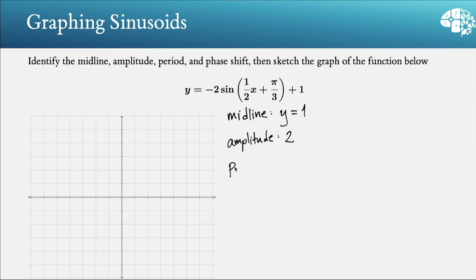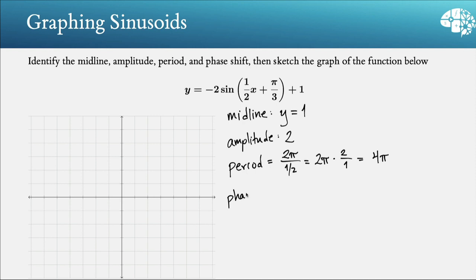The period for sine and cosine is given by 2 pi divided by the number in front of this variable x. So in our case, 2 pi over 1/2. And then you want to simplify that. 2 pi divided by a fraction is multiplied by the reciprocal, so times 2 over 1, which is of course 2, and then 2 pi times 2 is 4 pi. Okay, that's the period. And then finally we get our phase shift.